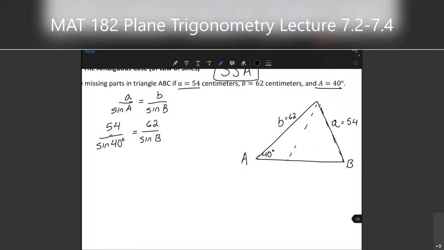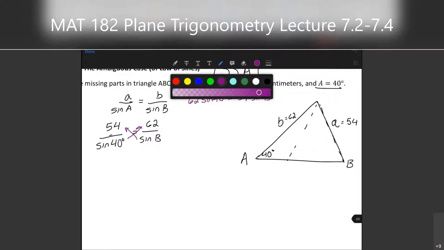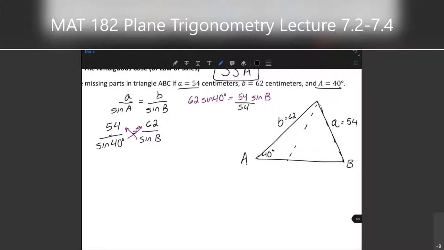Okay, we could use cross multiplication. Yep, that would be a great idea to start. So if I did cross multiplication here, we could say that 62 sine of 40 degrees is equal to 54 times sine of angle B. And it looks like we can solve for at least sine of B by dividing by 54. So we can divide by 54. And now if I wanted to get just angle B by itself, what operation would I have to use next?